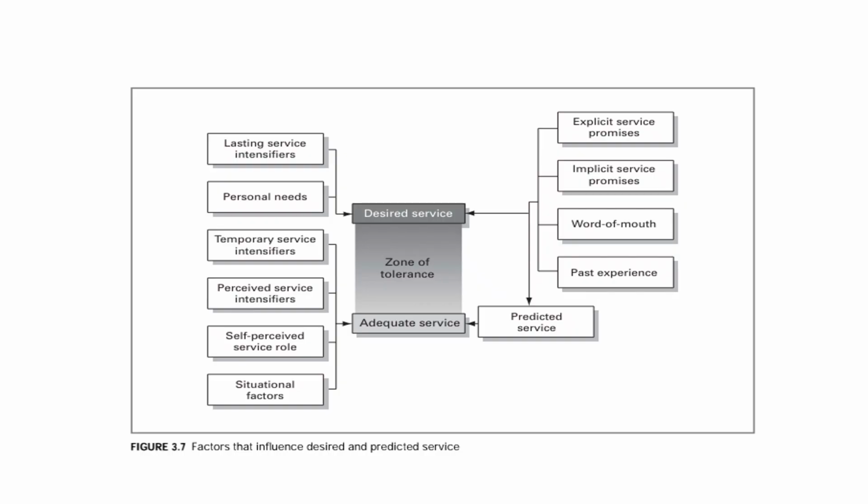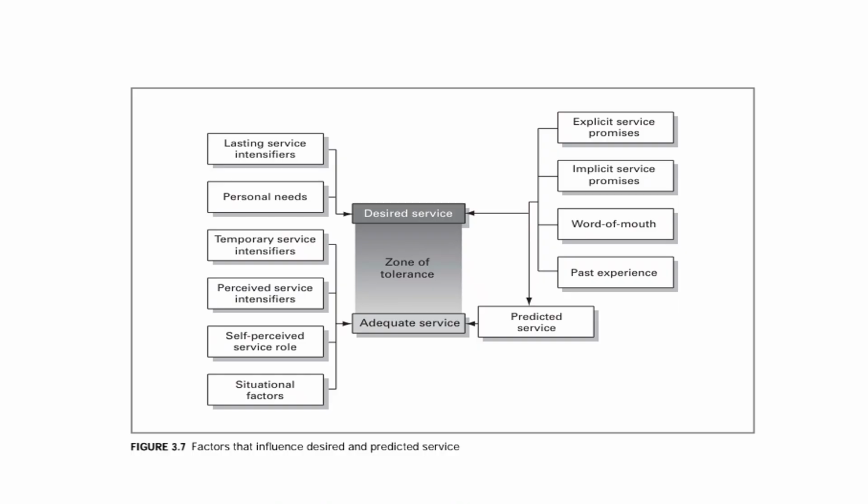Then we have predicted service on the right bottom. This is what customers realistically expect will happen in a specific service encounter. And then we have factors that influence predicted service. On the right, we have explicit service promises. This is things like advertising, social media, whatever promises come from the company to the customers.